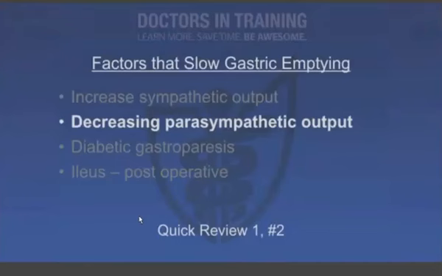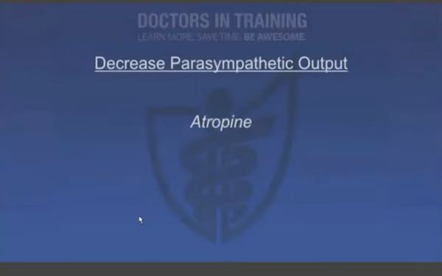Other things that can slow gastric emptying include drugs that can decrease parasympathetic output. So not having rest and digest. So it's the case that we learn fight or flight and rest and digest, but when you're talking about pharmacology, it's pro-fight or flight or anti-fight or flight, pro-rest and digest, anti-rest and digest. And in this case, we're talking about decreasing rest and digest, decreasing parasympathetic output. So what drug can do this is atropine.